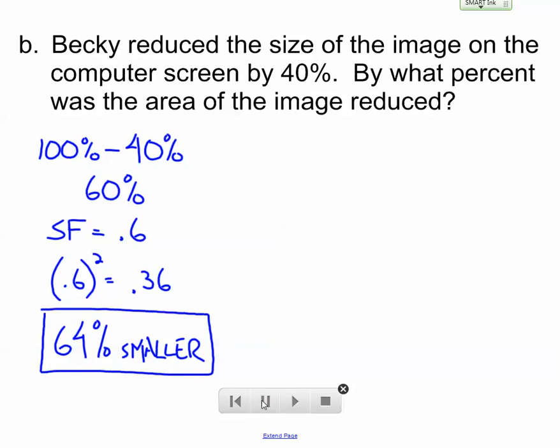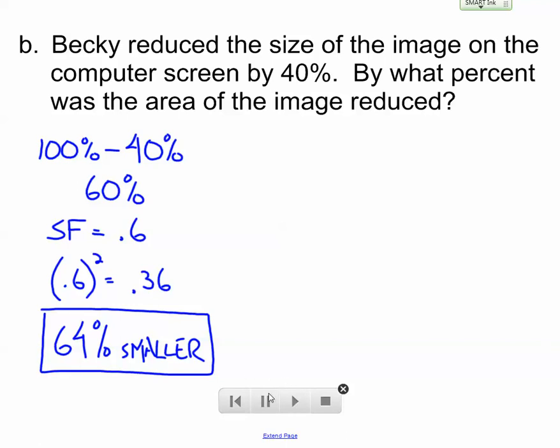Okay, so one more time here. 40% decrease, that means I've got 60% of the original. I'll turn that into a decimal for the scale factor, and I'll square that because we're dealing with area. I get 0.36. Now the original was 1 squared, which is 1. If we subtract 0.36 from 1, we get 0.64, or 64% smaller.